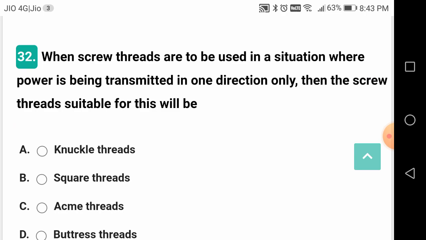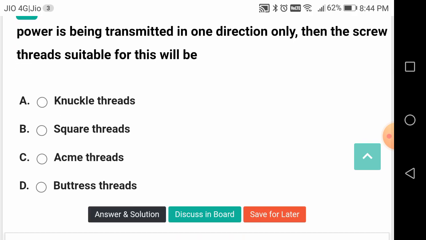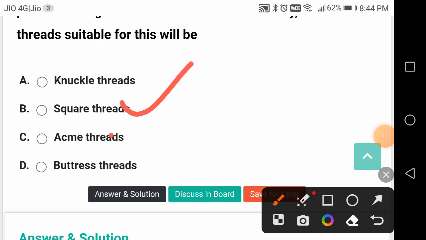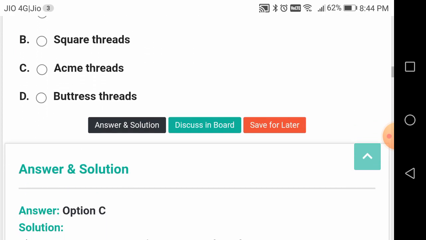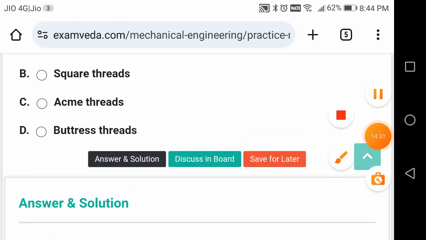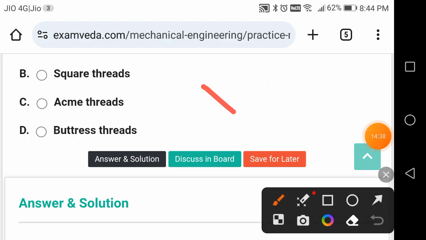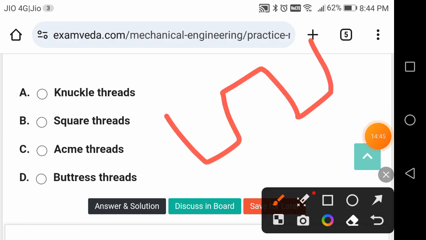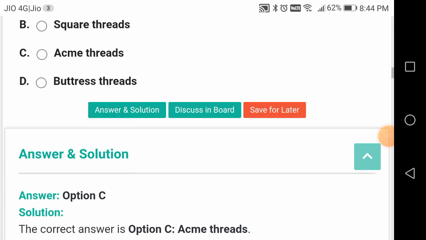When screw threads are to be used in a situation where power is being transmitted in one direction only, the screw threads suitable for this will be? This is a good question, friends. Which type of threads are to be used? Acme threads. Square threads are normally used for power transmission in two directions, but this is for one direction only. So, the shape of the thread will be something like a trapezium. Buttress thread will be something like this. Square thread will be something like this. Knuckle thread will be something like this. I am talking about the thread cross section.